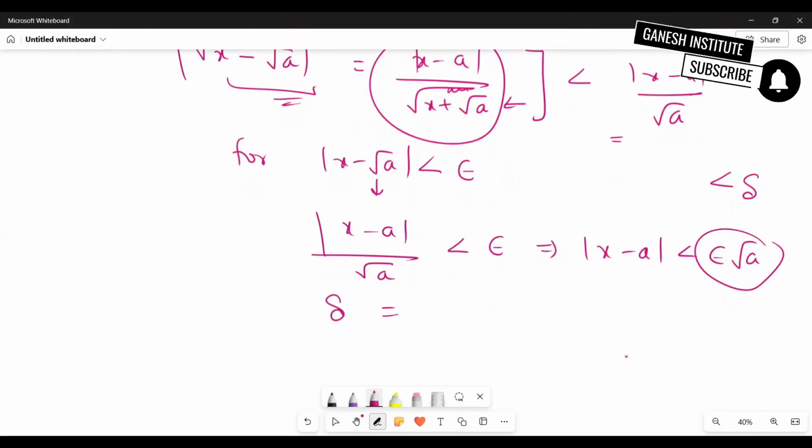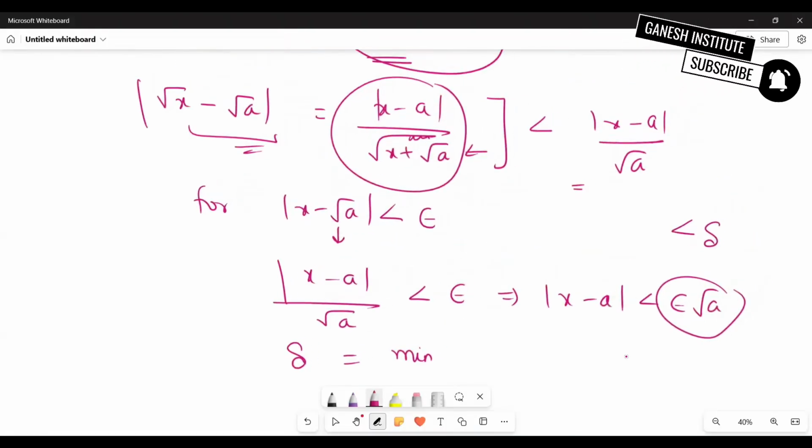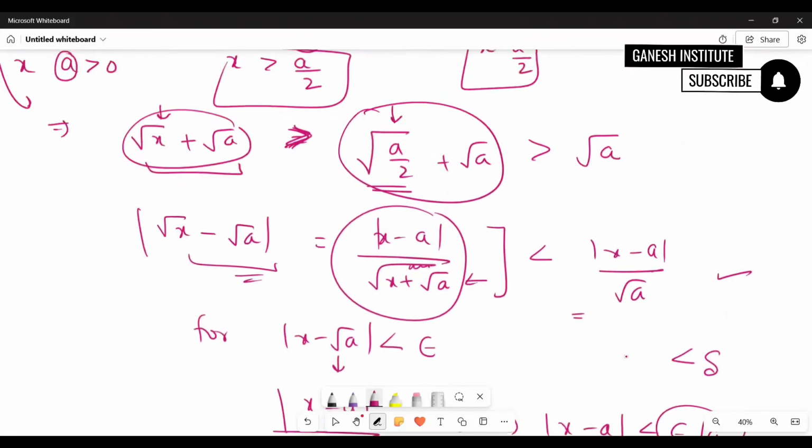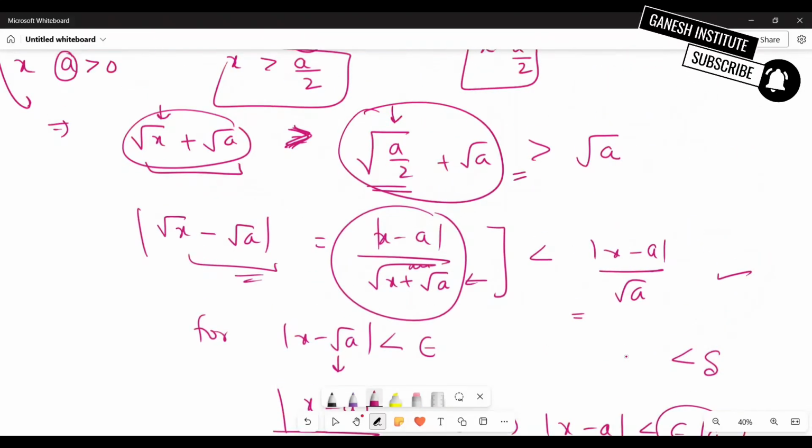So you can consider any. But in the step before, when you have the absolute value of x minus a divided by root x plus root a, it is less than the absolute value of x minus a divided by root a. Where did the root x go? So basically, if you have this, I brought this from here. Am I audible?